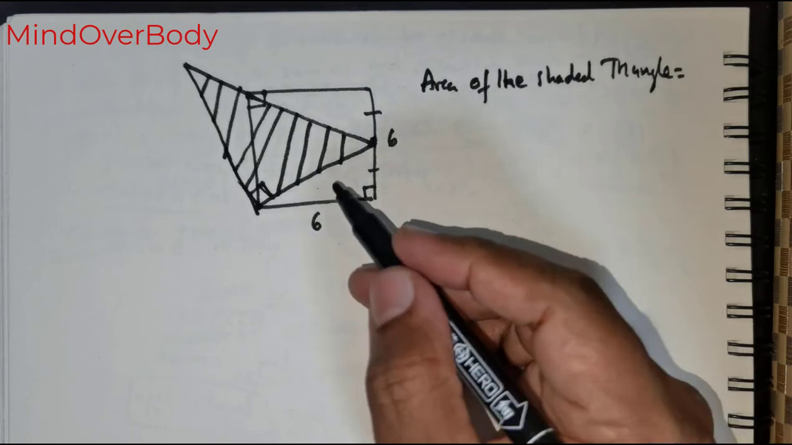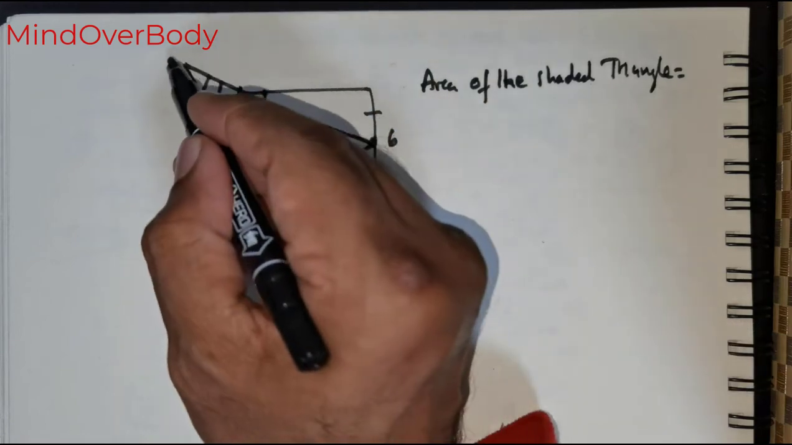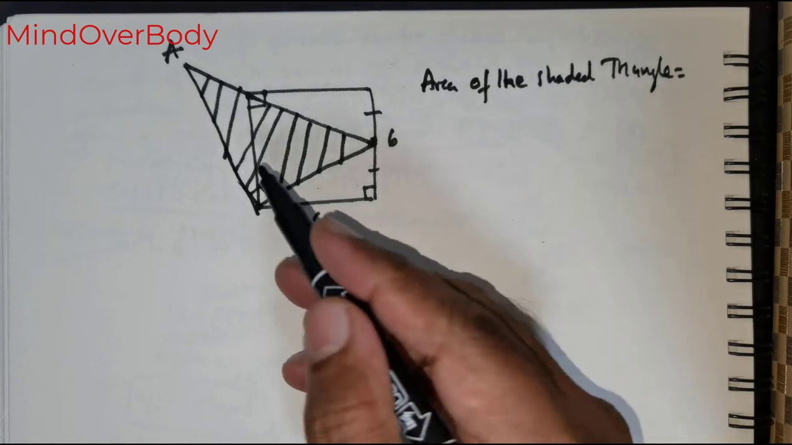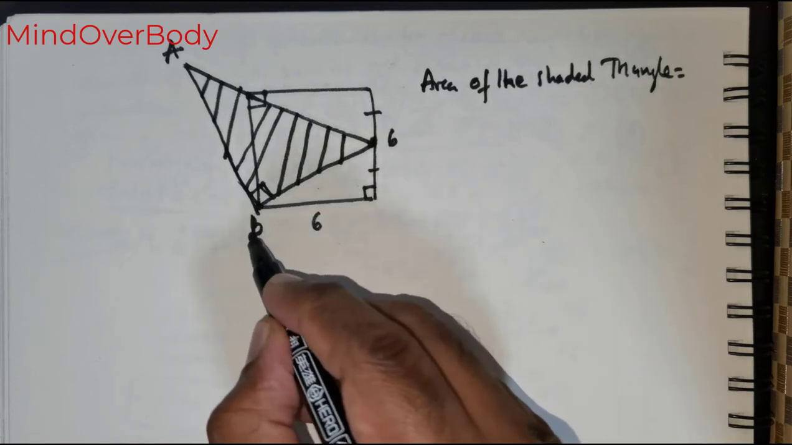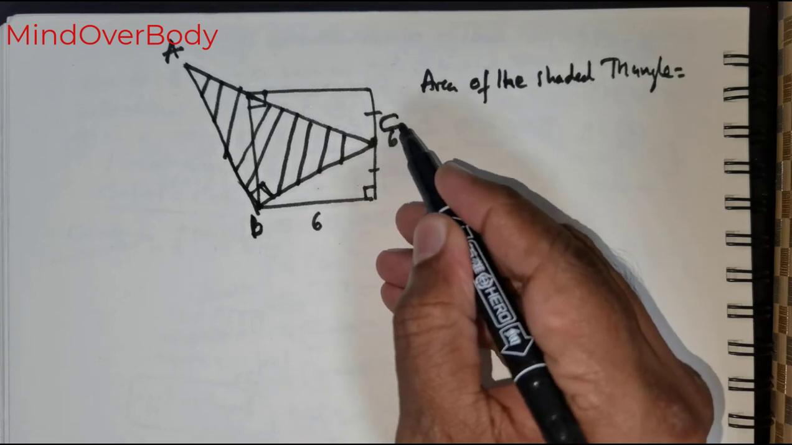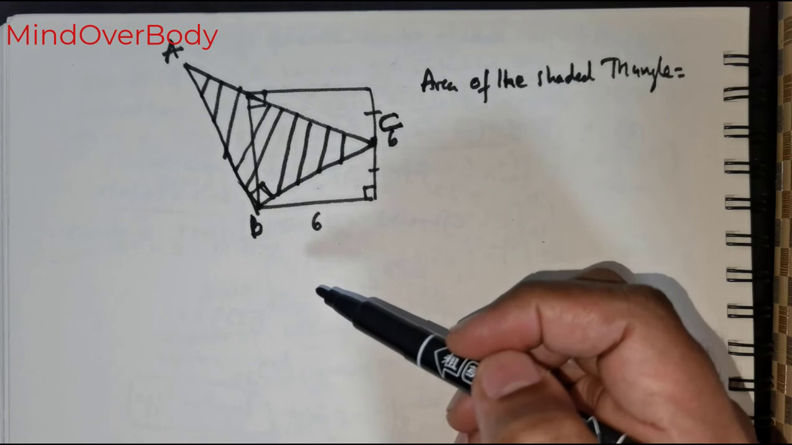Okay, so foremost what I wish to do is I would like to name the regions A, B and C. Alright, so this is the naming for the triangle.